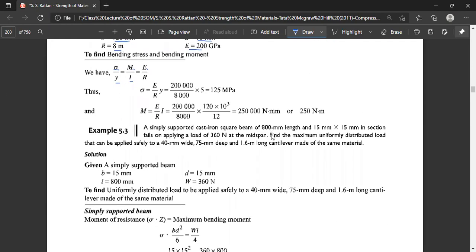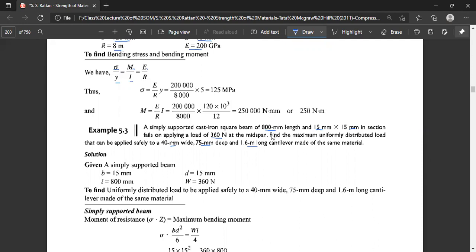Next problem: a simply supported cast iron beam of 800 millimeter length and 15 by 15 millimeter section fails on applying a load of 360 Newton at the midspan. Find the maximum uniformly distributed load that can be applied safely to a 200 millimeter width, 75 millimeter depth, and 1.6 meter long cantilever made of the same material.